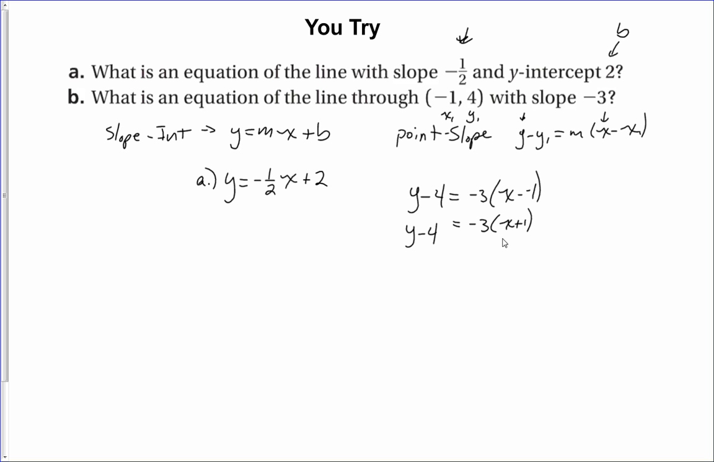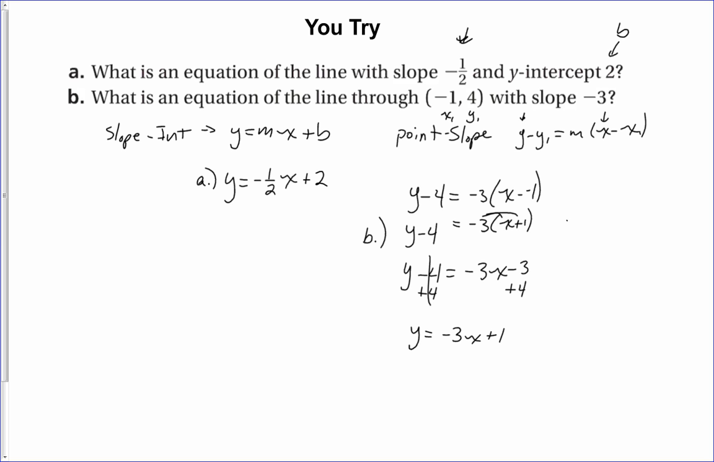Now, you could leave it in this form, or you could continue to break it down and get it into slope-intercept form, which you would simply do by distributing the 3 through. So y minus 4 equals negative 3x minus 3, and then you're going to add the 4 to both sides. So y equals negative 3x plus 1.